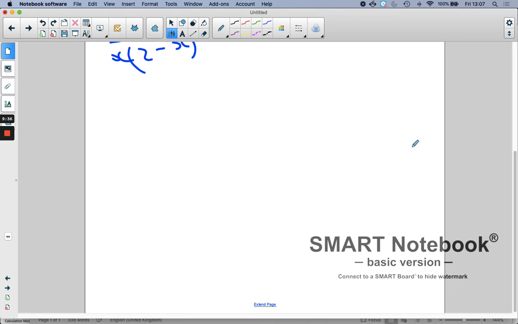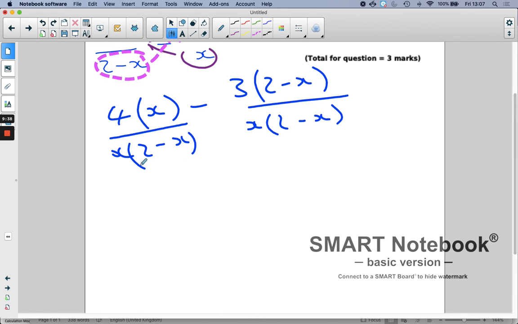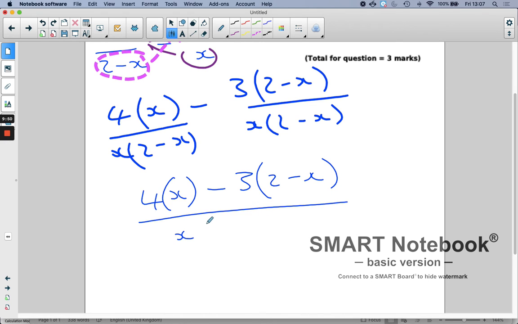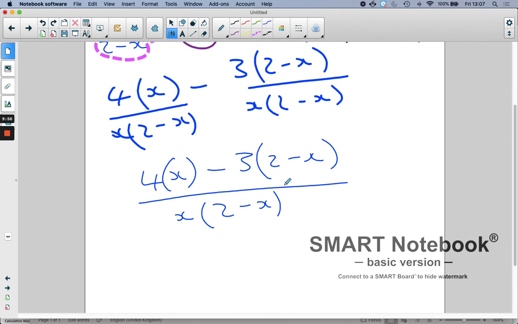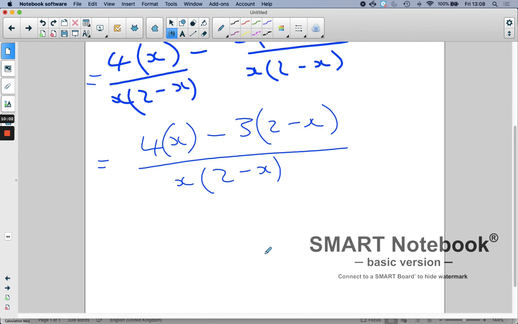Now I've got these two with the same denominator, I can write this as one fraction: 4 lots of x minus 3 lots of 2 minus x, over x lots of 2 minus x. You notice every time I'm writing a new line of working, I change one thing. I'm not trying to do it all at once, I'm just doing every single line of working differently.